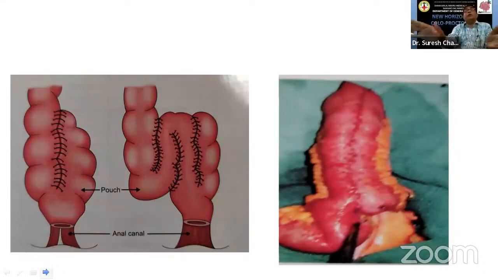One minute. This way, you can see this one. So this J pouch, you can see the three limbs are lined, but they are actually interconnected lumens. So if you see after that, there will be a single lumen from the descending colon and it will go to the anal canal. Right.